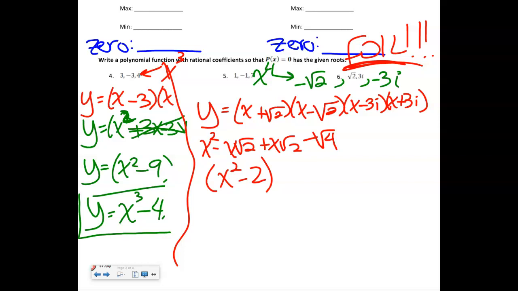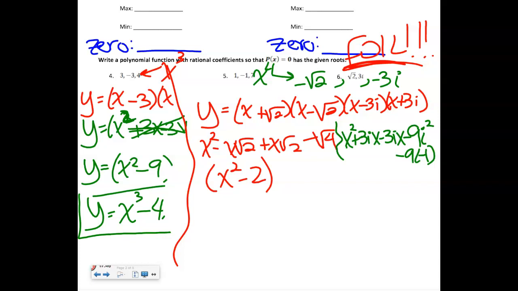Okay. Our i's, very similar. So I'm going to have x squared plus 3ix minus 3ix. And now again, we have 3i times negative 3i. So I'm going to have negative 9i squared. Yeah. And what's the really big thing we need to remember? i squared really means negative 1. So I really have 9 times negative 1, which turns it into a positive.